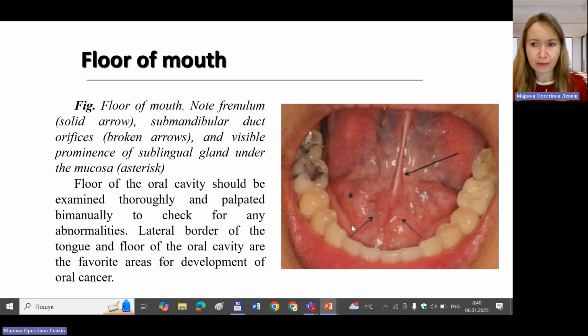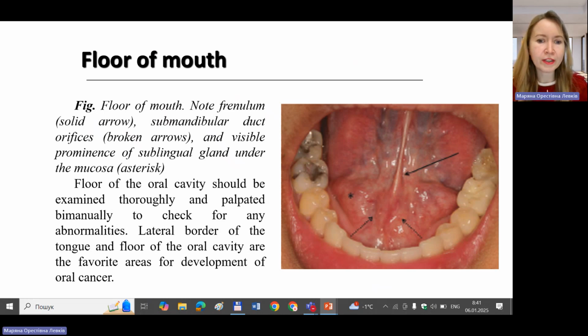Floor of mouth. Please note the frenulum, submandibular duct orifices, and the prominence of the sublingual gland under the mucosa. So it is visible under the mucosa.